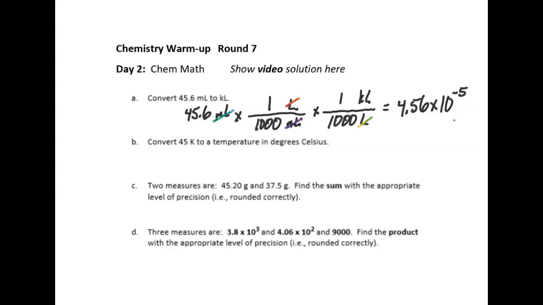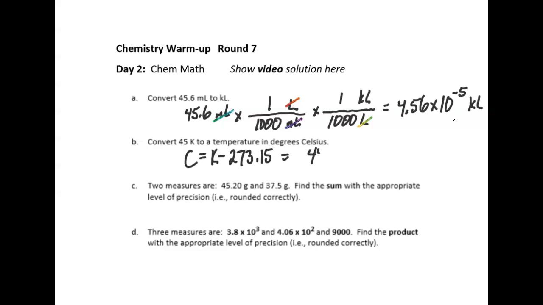This answer has 3 digits in it, and that's the correct amount because the first number in our calculation had 3 significant figures. The label is kL. Question B, convert 45 Kelvin to a temperature in Celsius. This is a temperature conversion problem, and we have a formula for this. Celsius equals Kelvin minus 273.15.